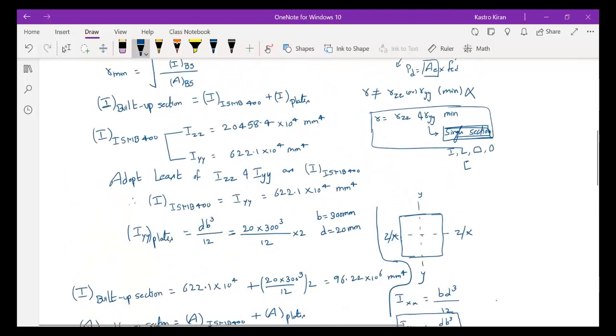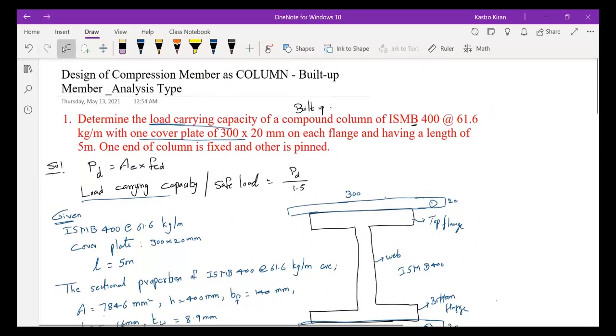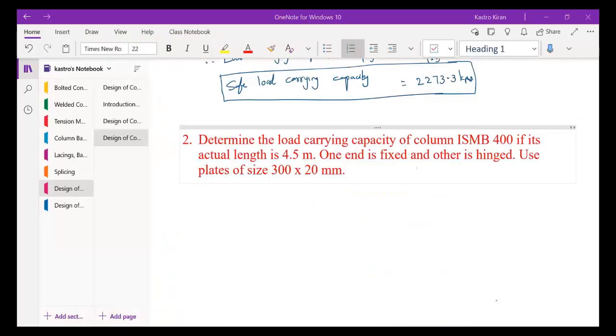The only thing you have to focus on here is finding out the R minimum value. Rest everything is the same. So this is the entire process of the design of a compression member as a column, in particular a built up member. It is an analysis type. This problem you can keep as an assignment. You can solve it and understand whether you have clearly understood the process of design of compression member. This problem also belongs to the design of compression member as a column, in particular the built up column. It is also an analysis type of problem, not a design type of problem.